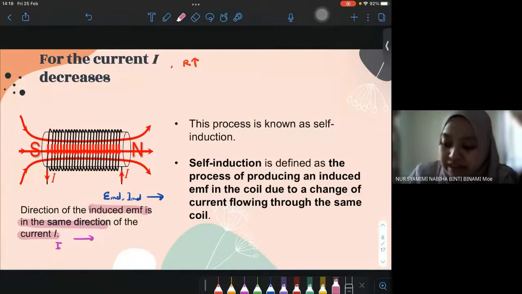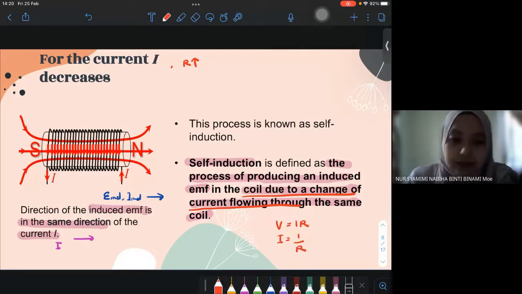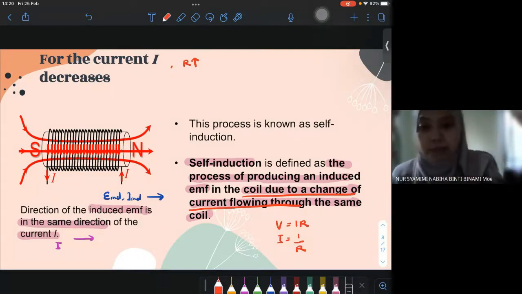So self-induction is defined as the process of producing an induced EMF in the coil due to a change of current flowing through the same coil. Macam mana current is changing in that coil? By changing the variable resistor. Variable resistor berfungsi untuk mengubah current. From the equation V equals IR, I is inversely proportional with R. So that is the process of self-induction.